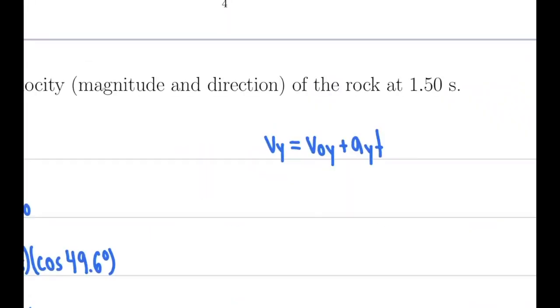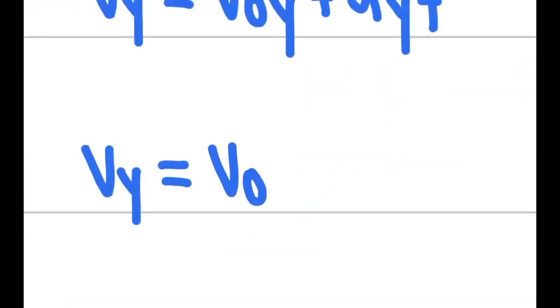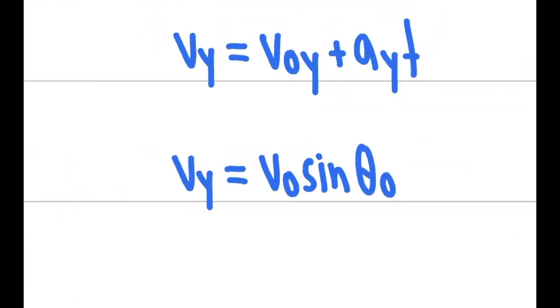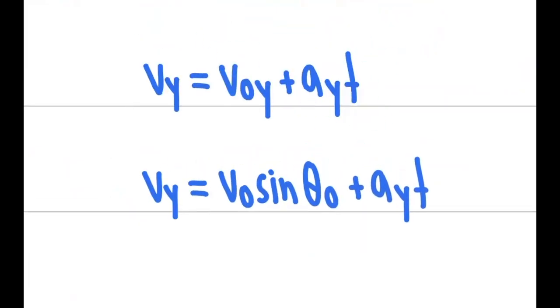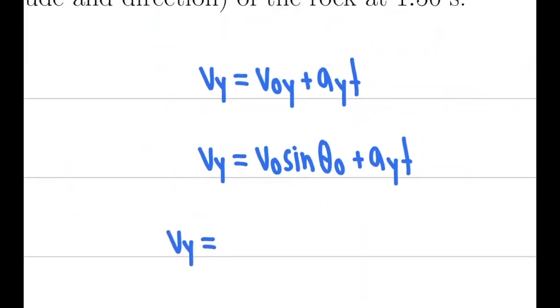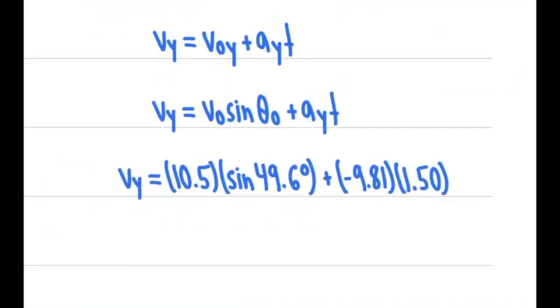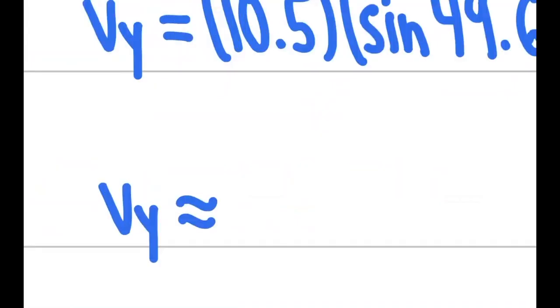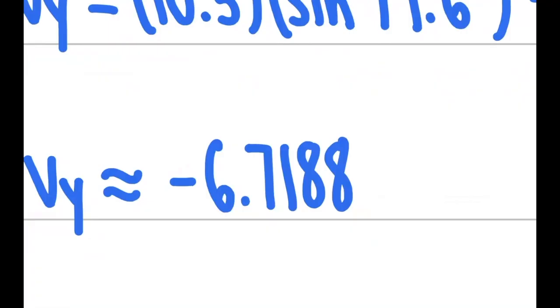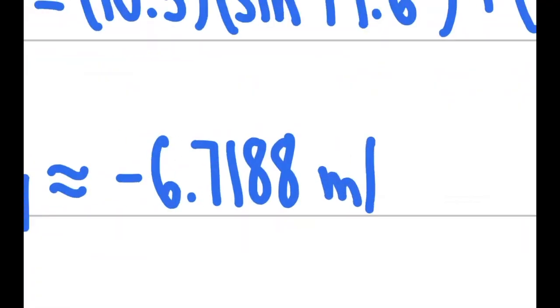That's right. v naught y, we know that's v naught sine theta naught. So I just gotta plug everything in now. I'll just ignore the units for now. And if you put this in your calculator, you'll get Vy is about negative 6.7188 meters per second.